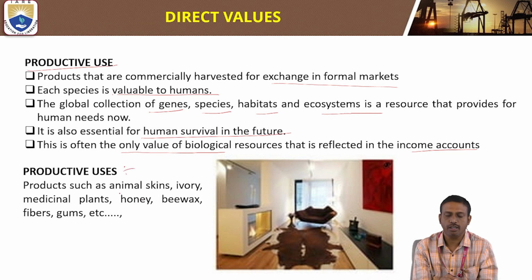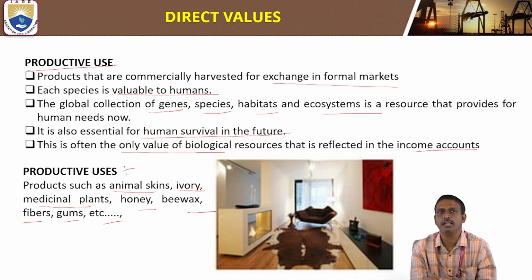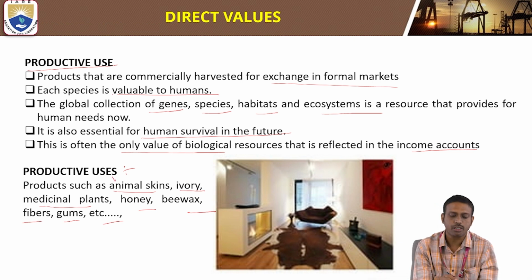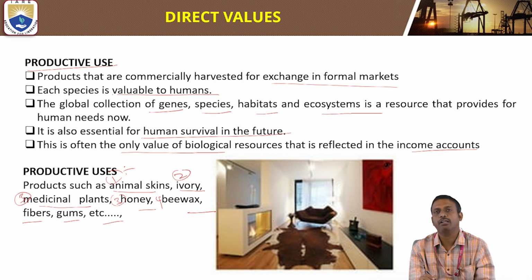Products such as animal skins, ivory, medicinal plants, honey, beeswax, fibers, and gums are all examples of the productive use value of biodiversity. These are commercially harvested for exchange in the formal markets.